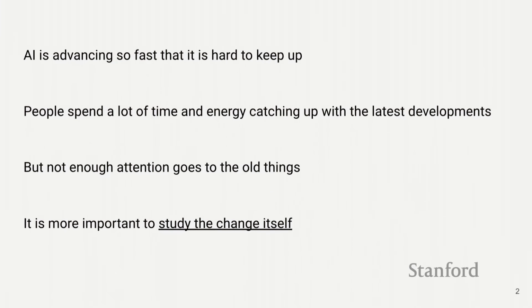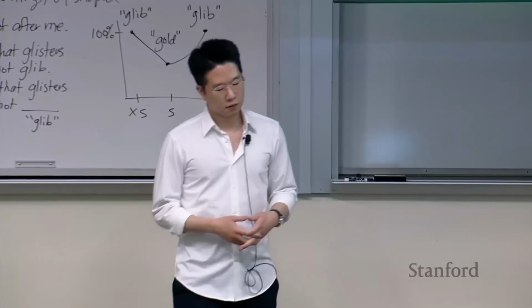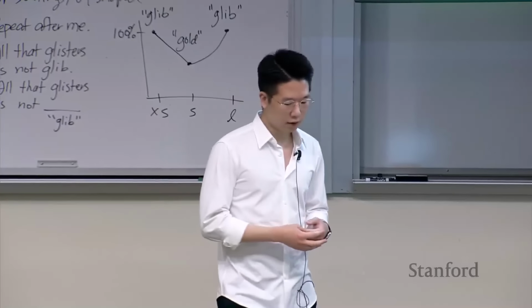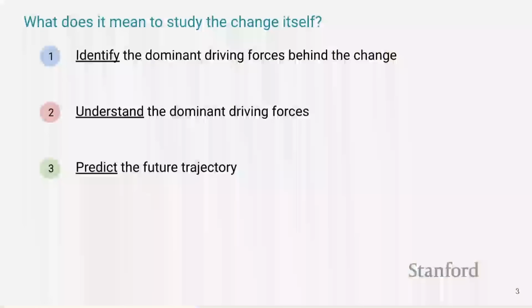So what does it mean to study the change itself? First, we need to identify the dominant driving forces behind the change. Dominant is an important word, because typically a change has many driving forces, and we only care about the dominant one because we're not trying to get really accurate. We just want to have a sense of directionality. Second, we need to understand the driving force really well, and then after that, we can predict the future trajectory by rolling out the driving force and so on.